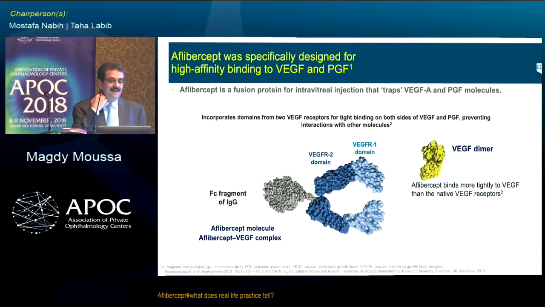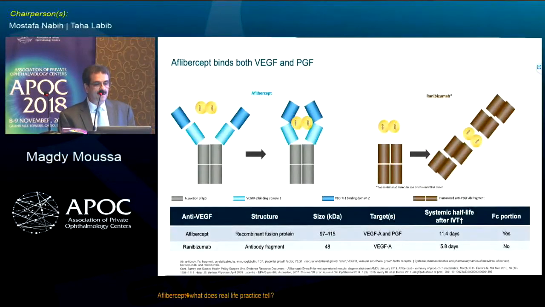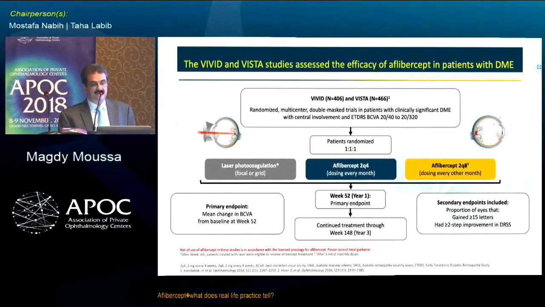We all know that Eylea, or aflibercept, is a fusion protein for intravitreal injection that traps VEGF-A and placental growth factor molecule, so it has a double action. And this is the binding. It's a very strong binding, preventing the VEGF and the placental growth factor from its sites. So it is very effective and has a dual action.